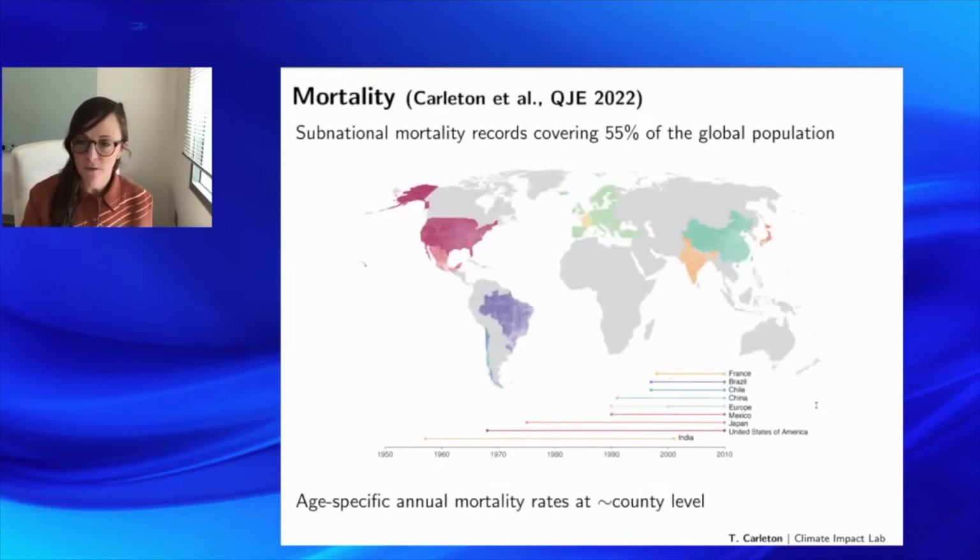Mortality looks very different. We have much higher resolution data here, but much poorer spatial coverage. So we have subnational age-specific mortality records for a little over half of the global population, with really important omissions in key regions of Africa and Southeast Asia in particular. And I'll talk about how we try to tackle that going forward.